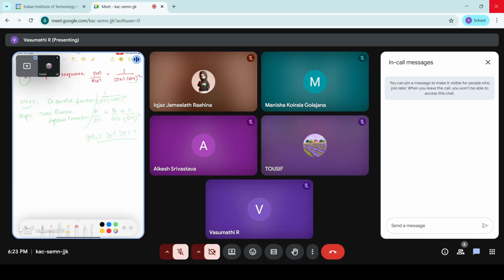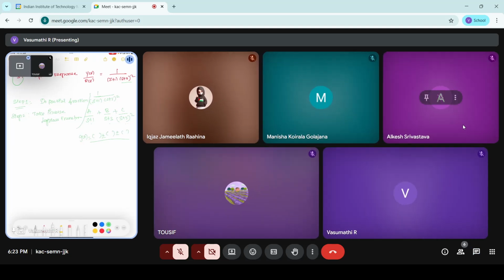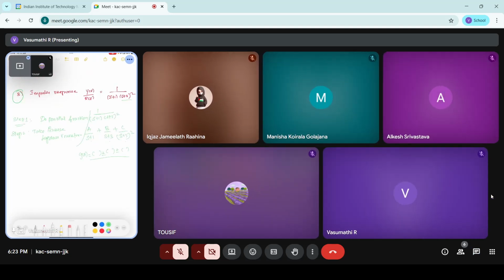Okay, those who join now, I have asked the people to solve this question and to find the impulse response of the system. So you can also join to solve this. If you face any difficulties, let me know, I will help you. Otherwise, solve and put the answers in the chat box.